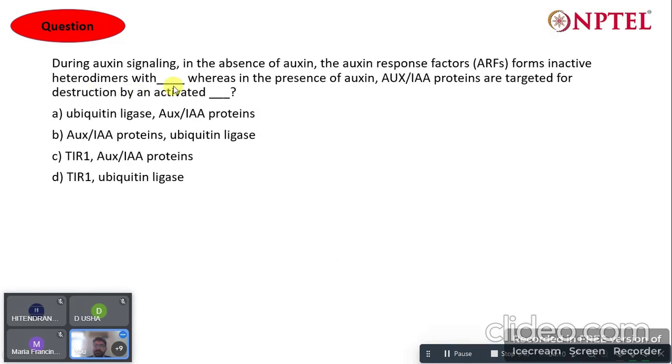Yes. So during auxin signaling, in the absence of auxin, the auxin response factors, the transcription factors that work in response to auxin, form inactive heterodimers with a protein. Whereas in the presence of auxin, Aux/IAA proteins are targeted for destruction by an activated dash. So these are the options. Can anybody take a guess? Option B, sir. Okay, any more? So the correct option is option B.